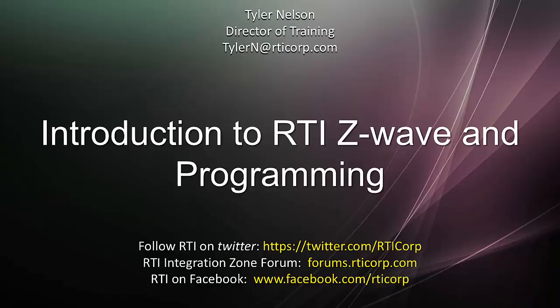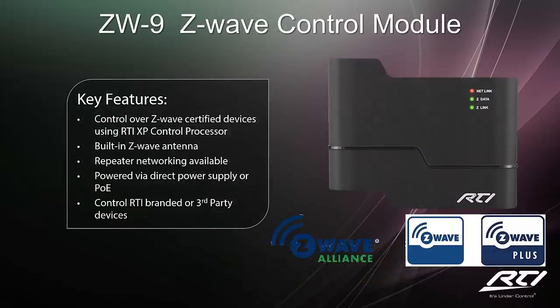The ZW-9 interface module utilizes Z-Wave wireless communication to control, monitor, and provide feedback of Z-Wave enabled products such as lights, door locks, shades, thermostats, sensors, and more via the RTI control system. The built-in antenna and Ethernet port with PoE enable easy installation in new or retrofit installations and connects to the RTI XP processor via the local area network.